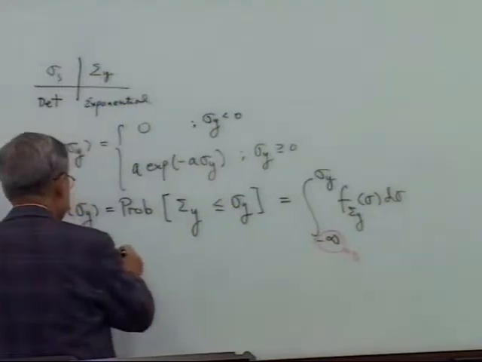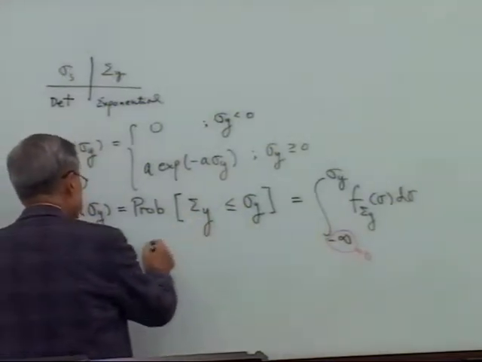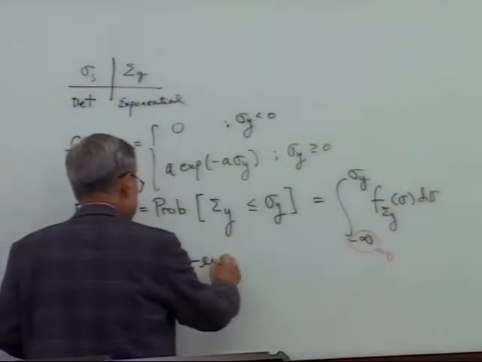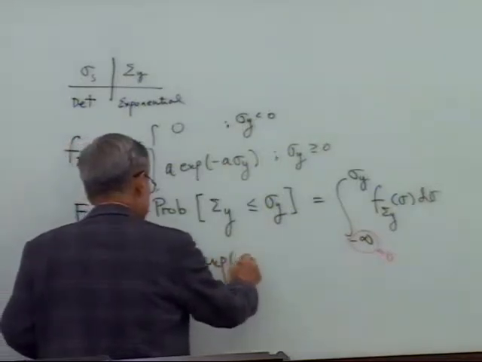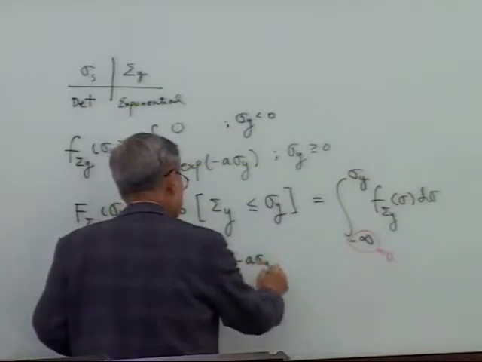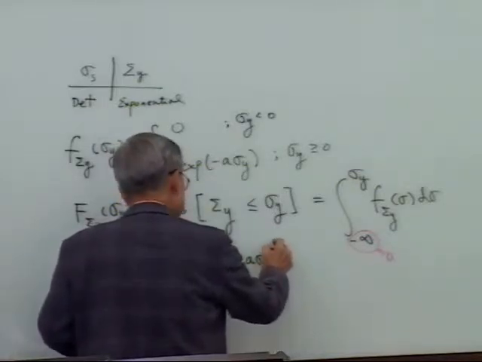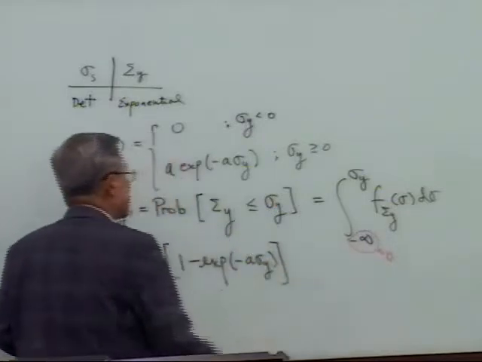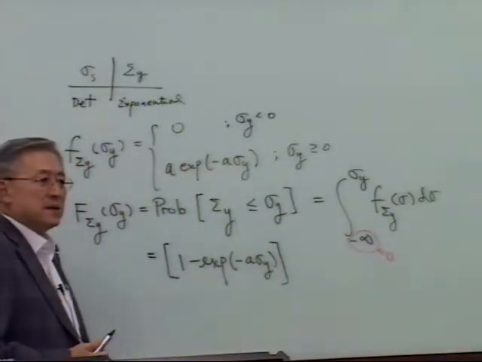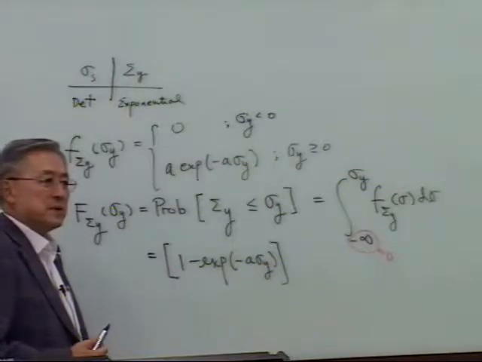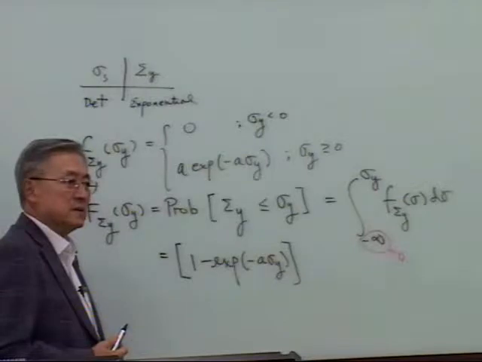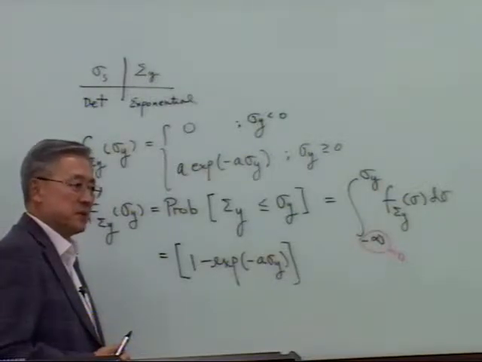Then if you integrate, you get 1 minus exp of the exponent. In this case, I just chose mathematically the exponential model for the yield probability model.